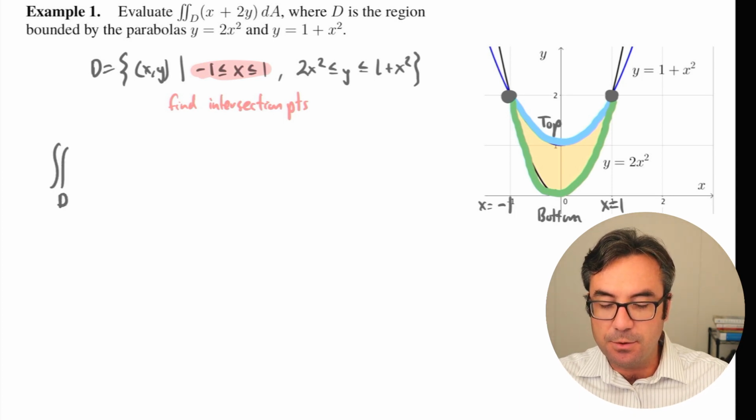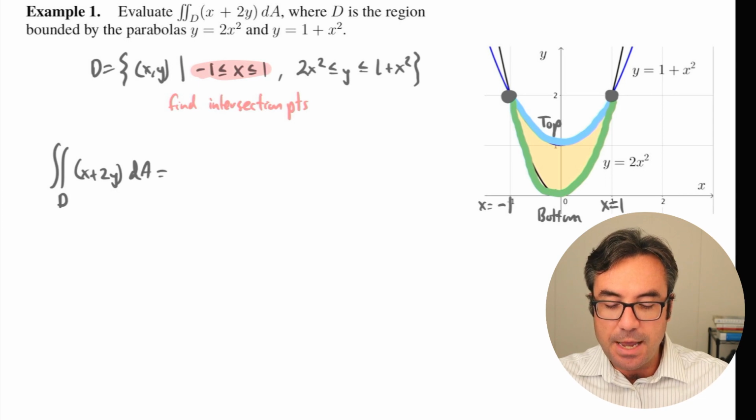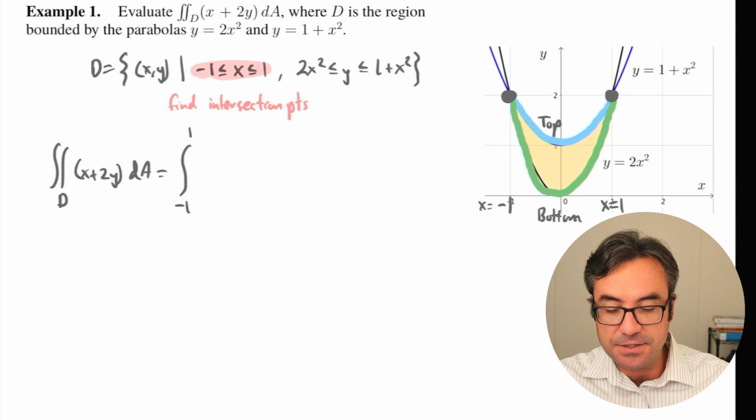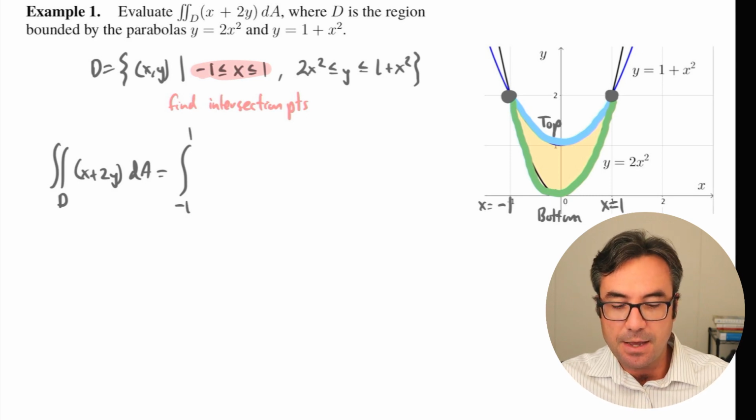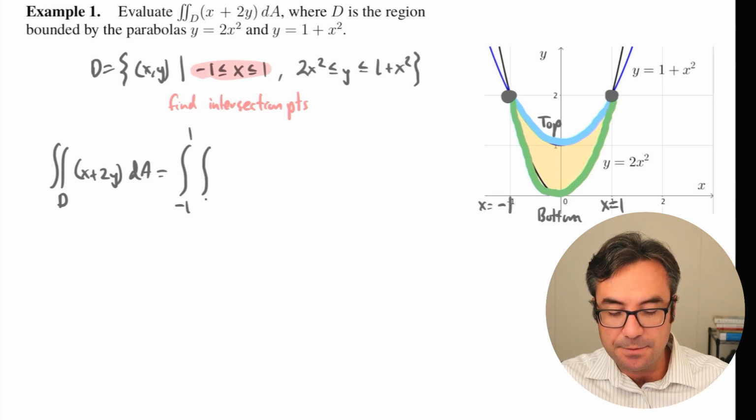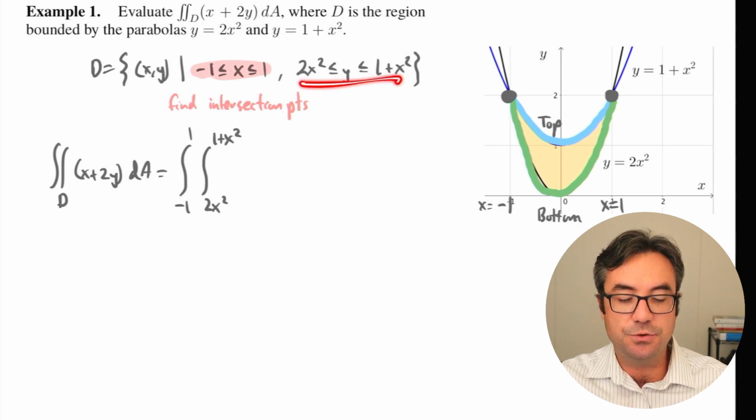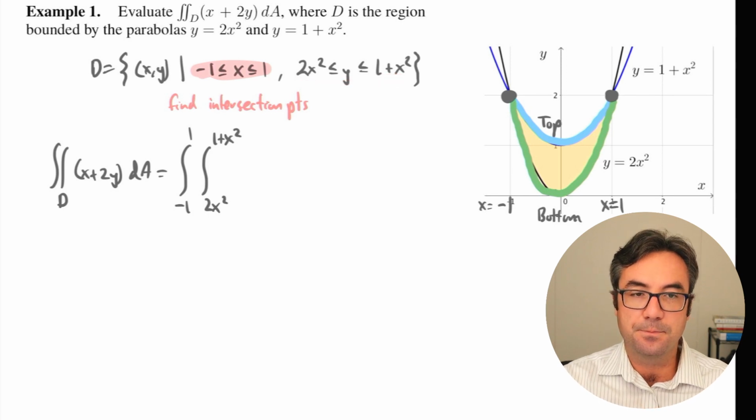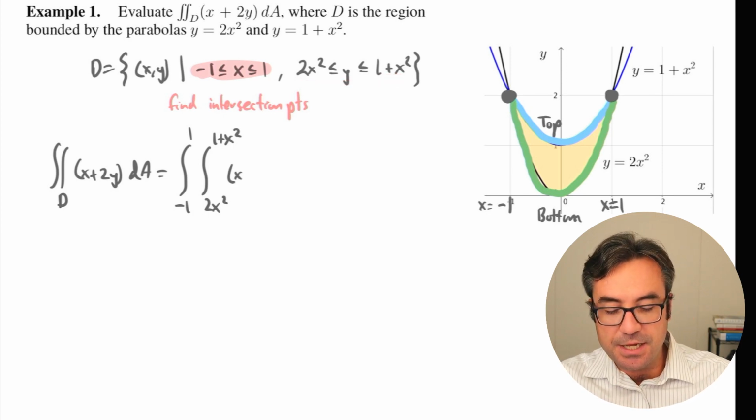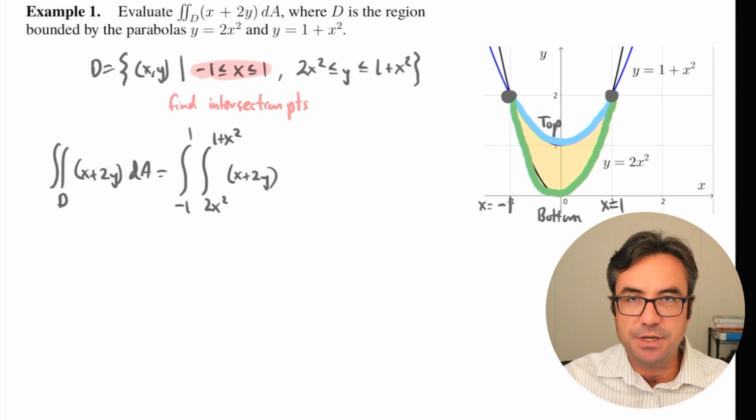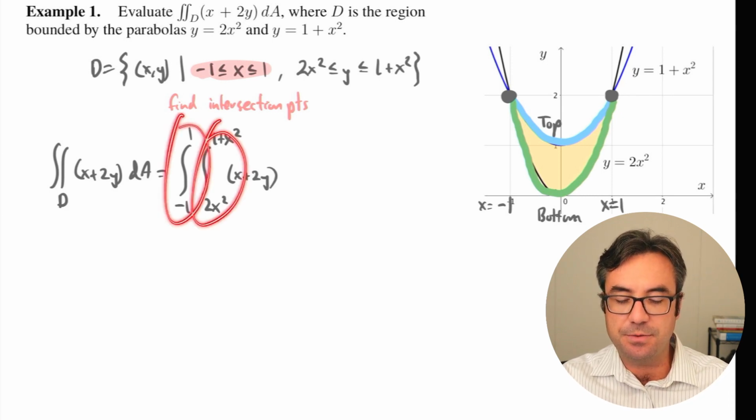So we're going to do the double integral of our function x plus 2y. And we're going to write this as an iterated integral, where the last thing we do is the x and the first thing we do is the y. So our y terms here are going to go from 2x squared to 1 plus x squared. So we're just using our inequality here. And then our function is x plus 2y. And we just have to make sure the differentials and the limits of integration match up.